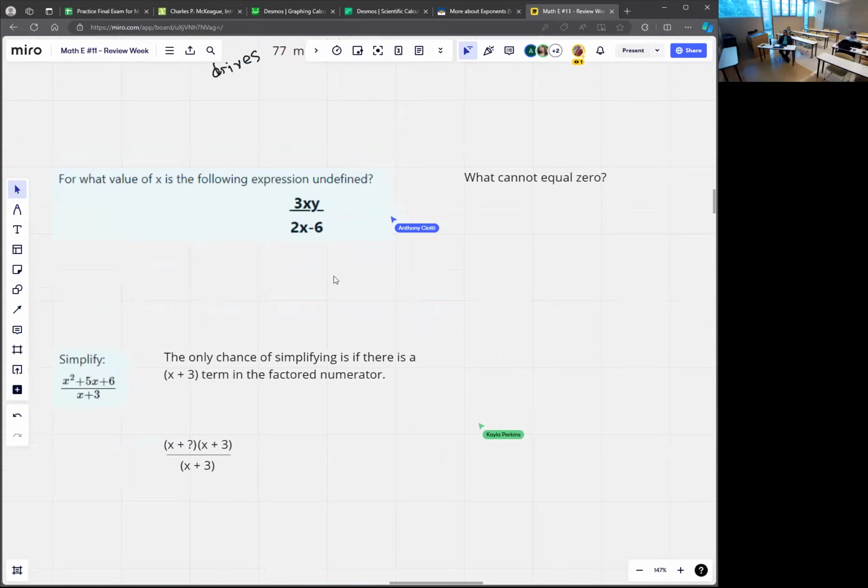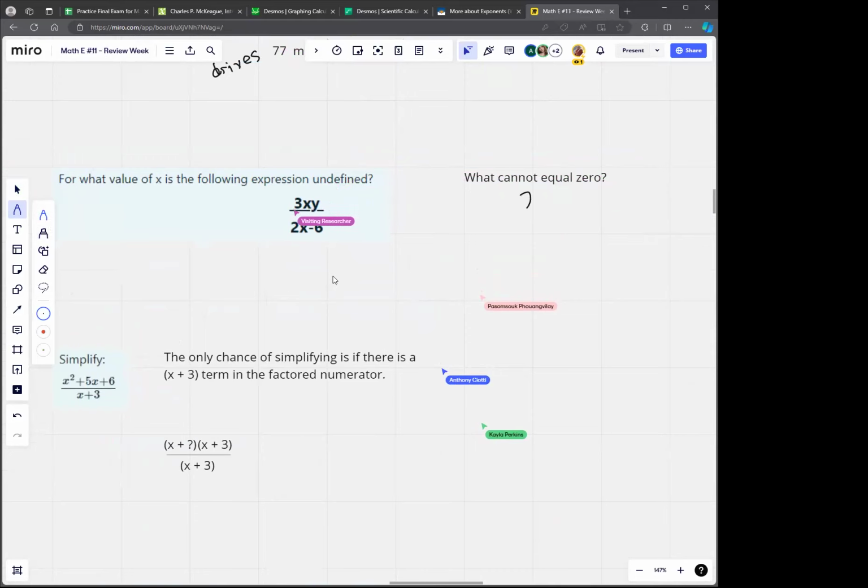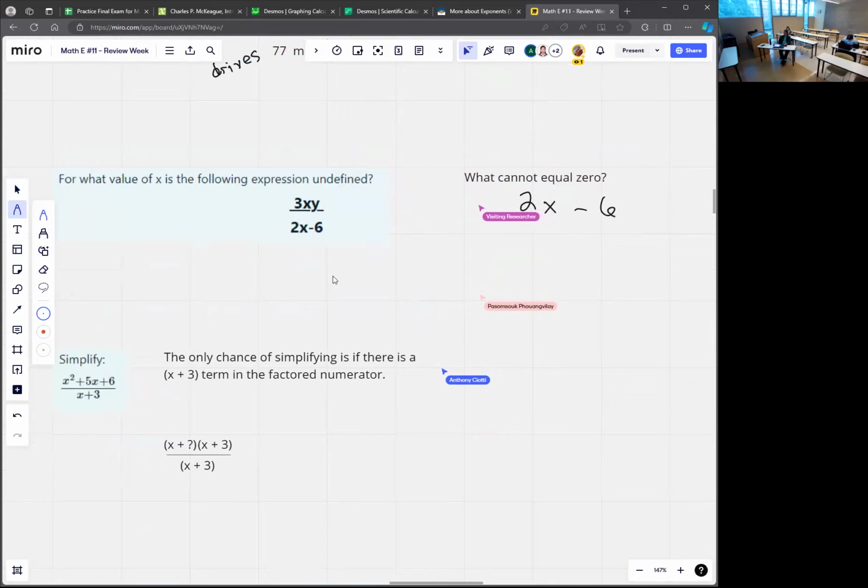Okay, next problem. Here's a fraction. What can't equal 0 in a fraction? The bottom number. The bottom, so 2x minus 6 can't be 0. And I can solve this just as if that was a normal equal sign rather than a can't be equal sign, right? Add 6 to both sides. Right. Divide both sides by 2. So x is not 3.